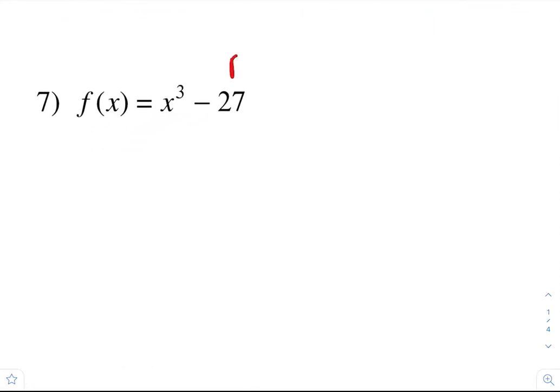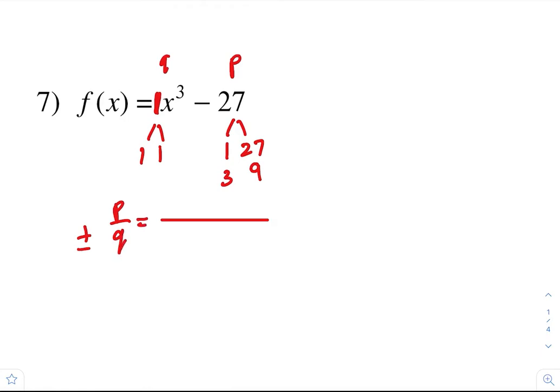7, p and q, that's a coefficient of 1. All the factors of 27: 1 and 27, and 3 and 9. Factors of 1: 1 and 1. Our p over q list, all the factors of p: so, plus or minus 1, 3, 9, and 27. Factors of q: plus or minus 1.